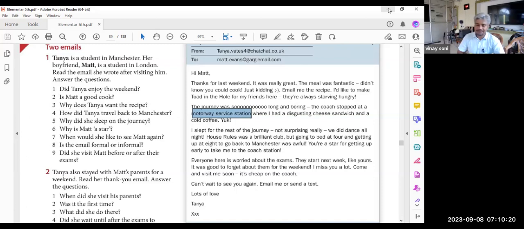It wasn't surprising. I slept for the rest of the journey. Not surprising, really. We did dance all night. So she said 3 things here. One, that she slept for the rest of the journey. She said that it was not surprising that she slept, and it was not surprising because the previous night she did not go to sleep. She danced all night. If you watch movies all night, or talk to your friend on the phone all night, the next day in class you will definitely be sleepy, right? Drowsy. It won't be surprising that you are drowsy.